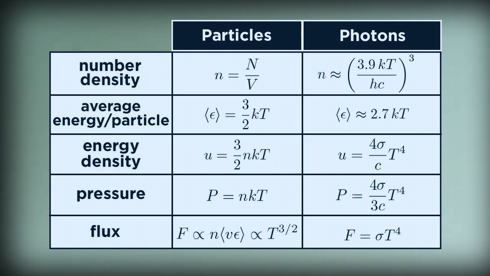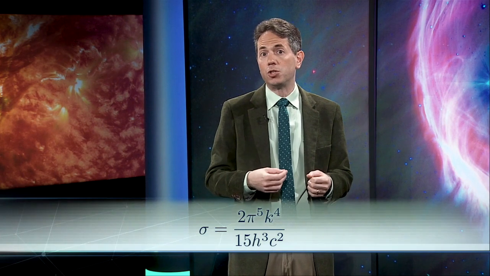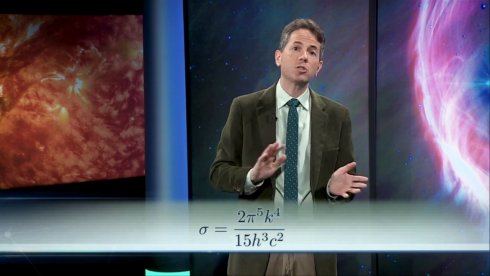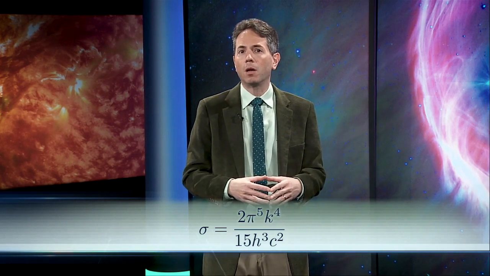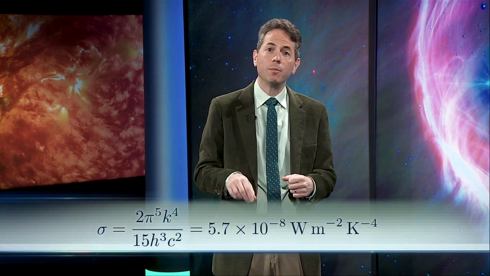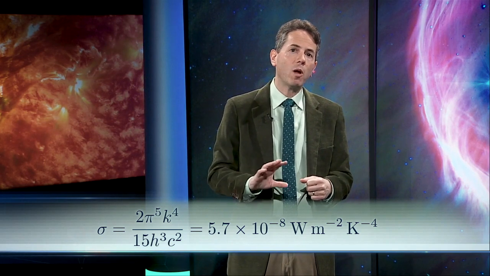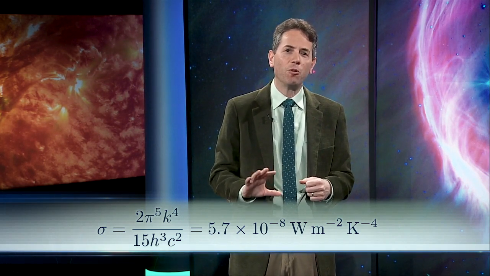That's important enough to deserve its own name. It's the Stefan-Boltzmann law. The constant of proportionality is sigma. That's the one that also appeared in the equations for energy density and pressure. Sigma isn't a new fundamental constant. It's a certain combination of h, c, and k, but it occurs so frequently that the abbreviation is helpful. And numerically, sigma is 5.7 times 10 to the minus 8 watts per square meter per degree Kelvin to the 4th power.